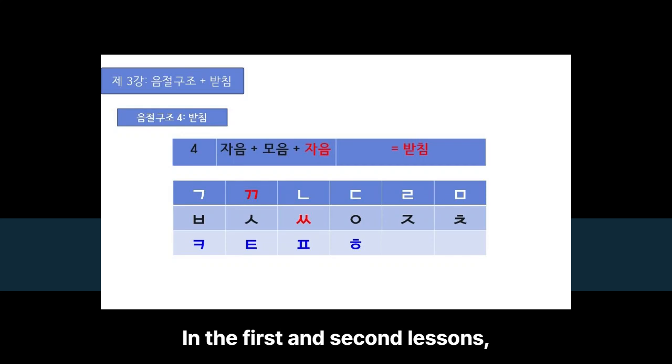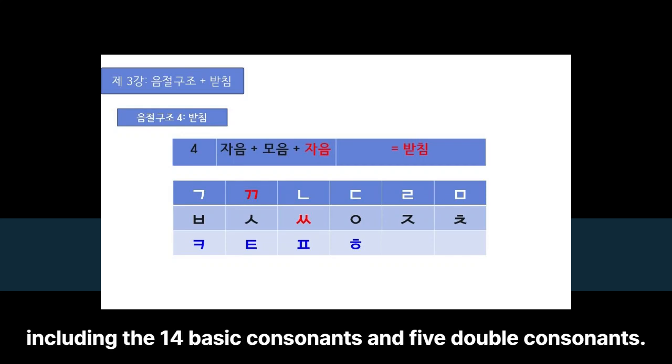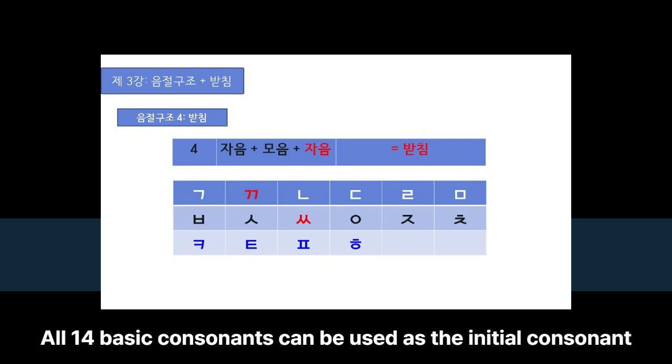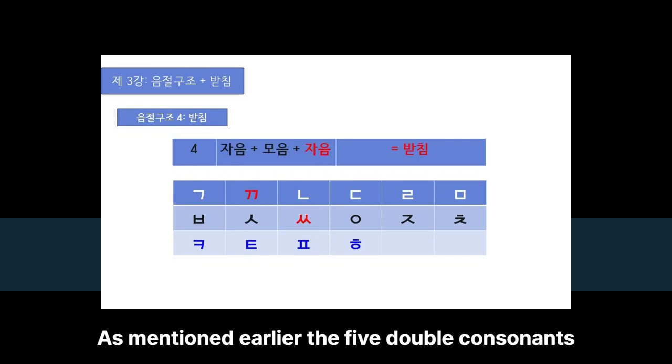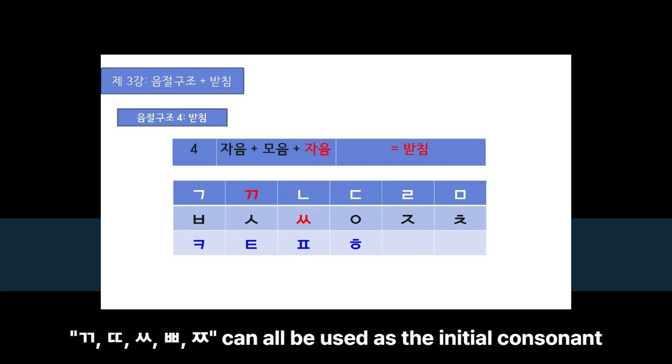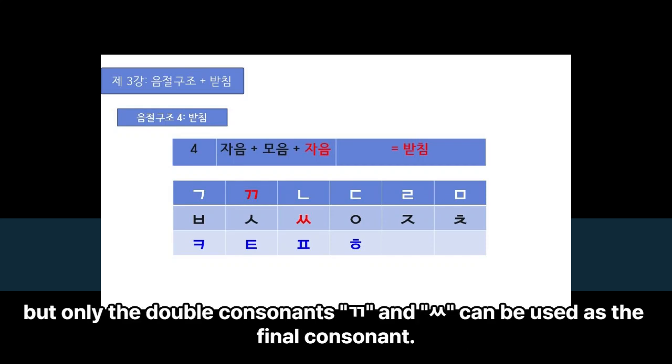In the first and second lessons, we confirmed a total of 19 consonants, including the 14 basic consonants and 5 double consonants. All 14 basic consonants can be used as the initial consonant as well as the final consonant, bachim. As mentioned earlier, the 5 double consonants, songyok, songdigut, songshiet, songbiyup, songyut, can all be used as the initial consonant, but only the double consonants, songyok and songshiet, can be used as the final consonant.